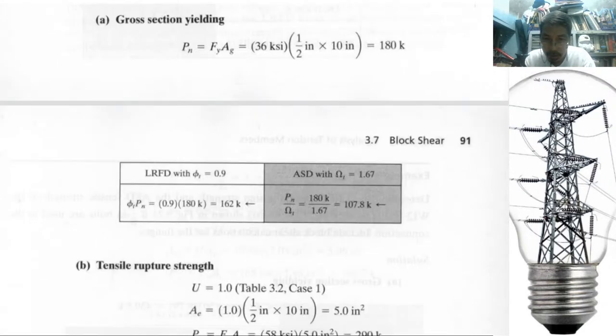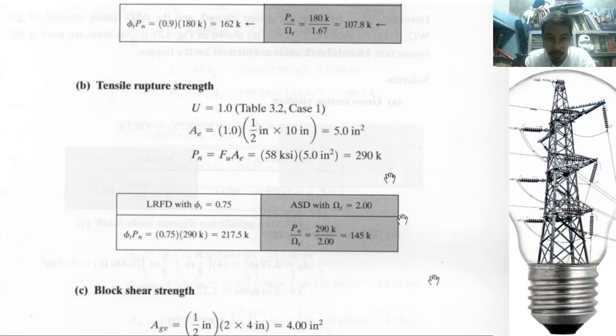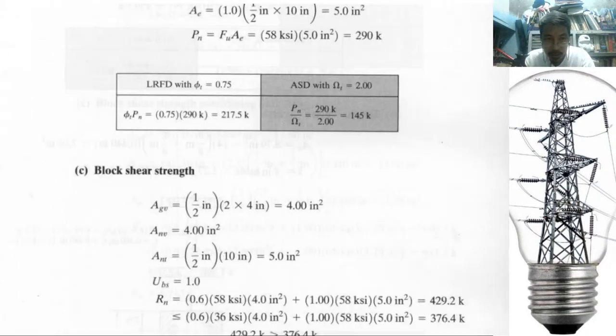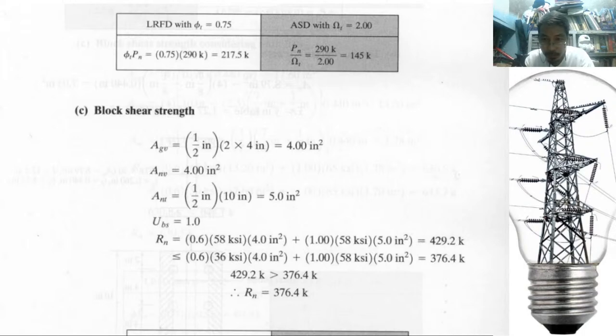We already know how to do it with respect to yielding, and we already know how to do it in rupture. You need to look for the effective area first by looking for the value of U, then the net area. Multiply U times the net area and you have the effective area, then multiply that and you get the nominal tension force. That's how to do it, and that is the part we have to explain.